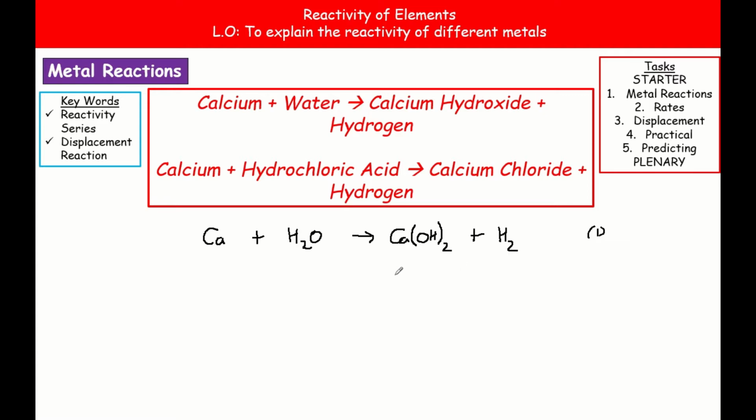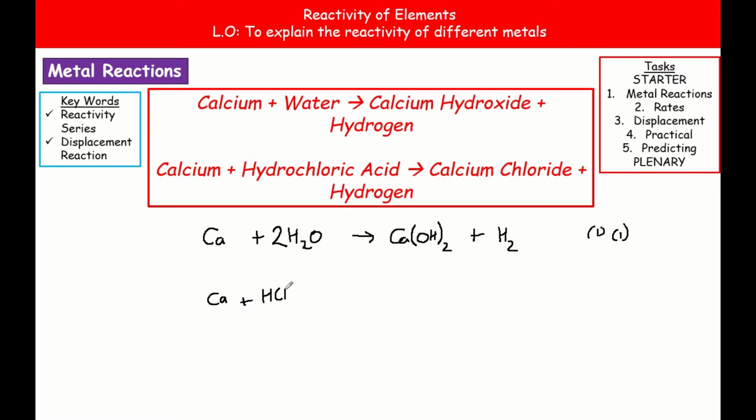And then what we need to do is balance it. So if we look, we've got 1 calcium on the left and 1 calcium on the right. 2 hydrogens on the left, but we've got 2 plus 2, 4 on the right. And if we look at the oxygens, we've got 1 on the left and 2 on the right. So what we need to do is put a 2 in front of our H2O, and that then gives us the second mark.